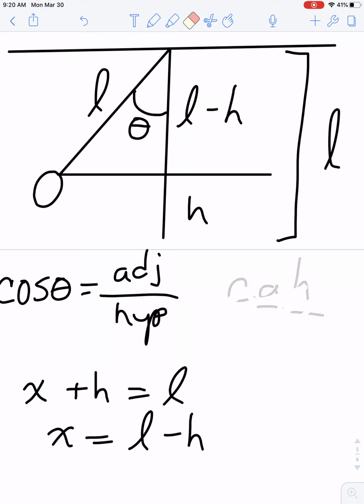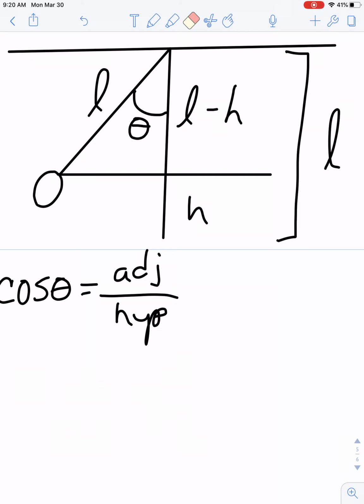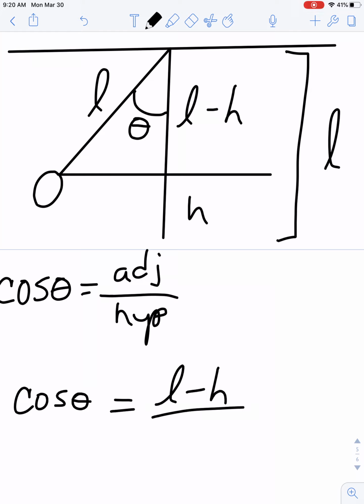So once we have that in mind, we're going to go ahead and erase this guy down here, and we can go ahead and write this out. Cosine of the angle is equal to the adjacent side. Well, what's adjacent to theta here? It is L minus H, so we can write L minus H right there. And then what's the hypotenuse rather? That is L. So if we write this cosine function out, we can begin to get an expression for the height of the pendulum. All we have to do is solve for H.